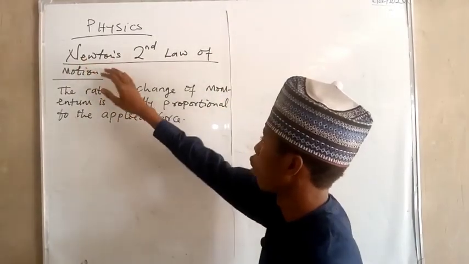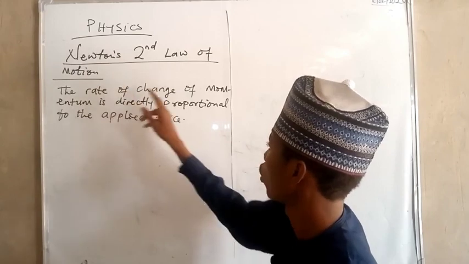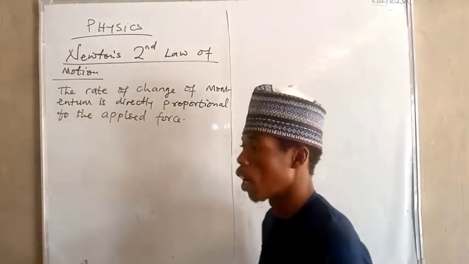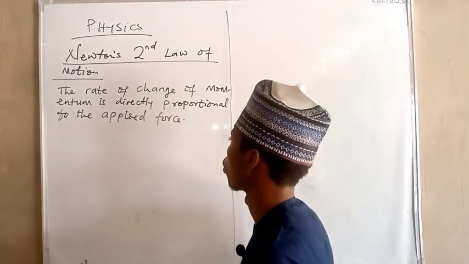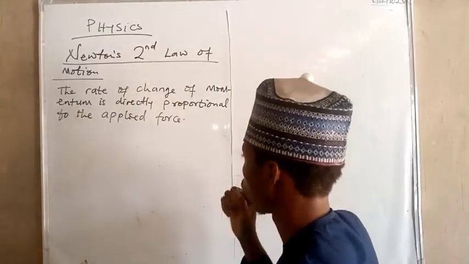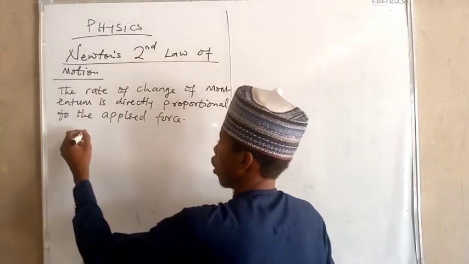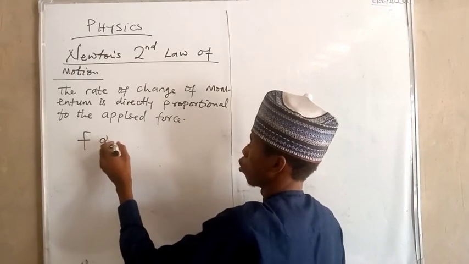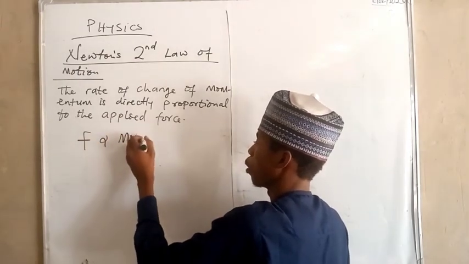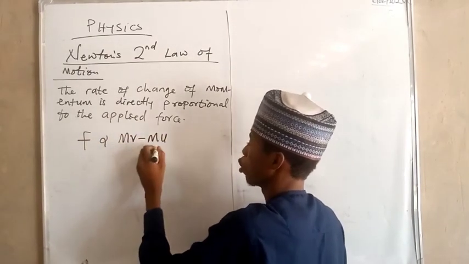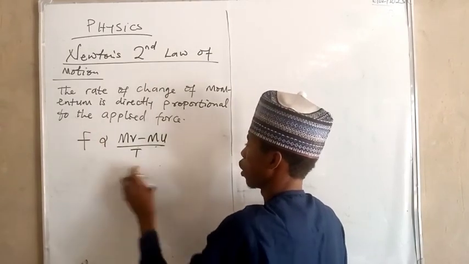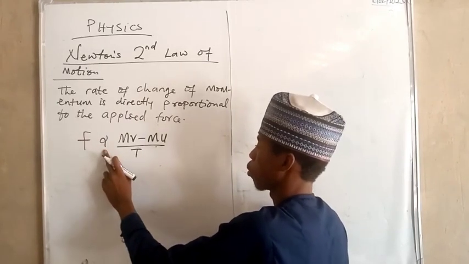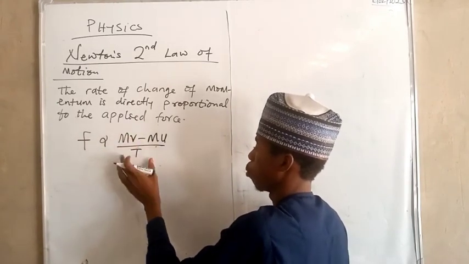From Newton's second law of motion, the rate of change of momentum is directly proportional to the applied force. Ko kuma applied force is directly proportional to the rate of change of momentum. Applied force is directly proportional to the rate of change of momentum. Final momentum minus initial momentum divided by time. Wannan shine rate of change of momentum. Wannan shine applied force is directly proportional to the rate of change of momentum.